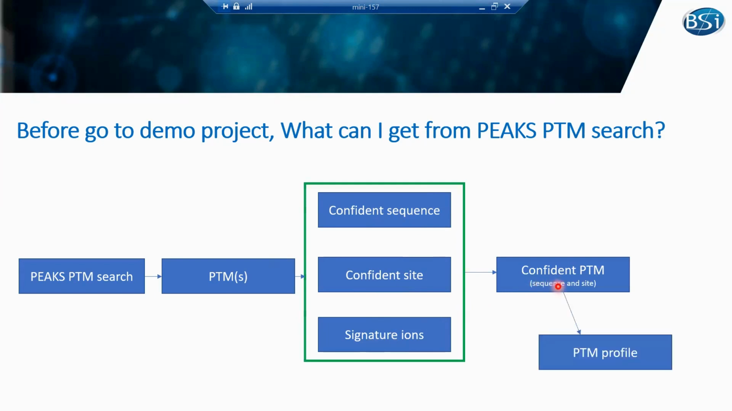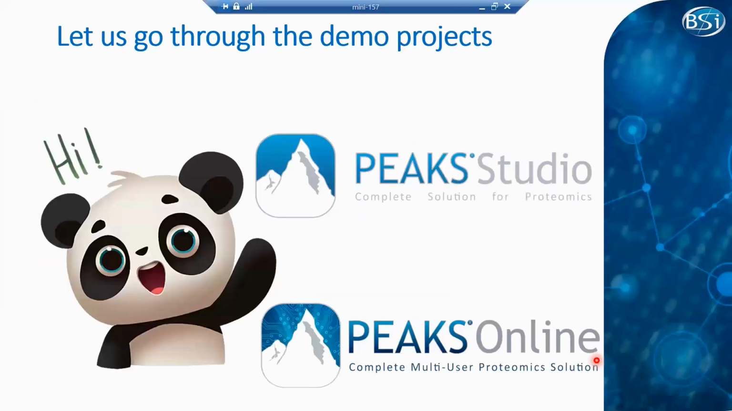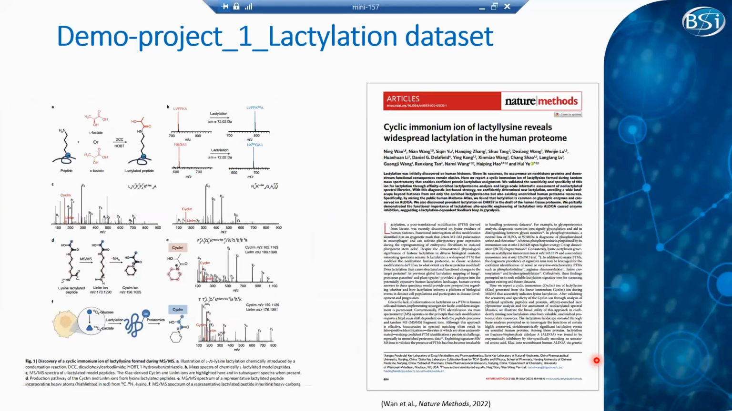And then, based on confident PTMs, we can do PTM profiling on the protein level. You can see that for one protein, for each site, what the change is, or where the variance is across all the samples. Okay, so those are the new functions in the PEAKS PTM. So let's go through the demo project first, then we will go to the software live demo.